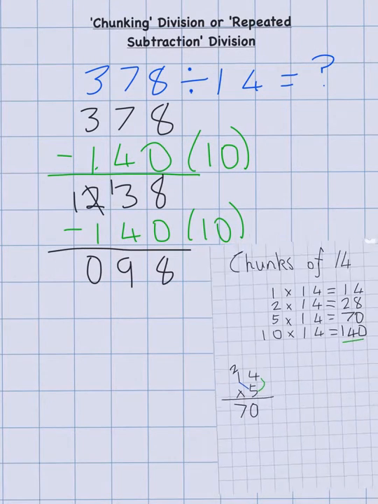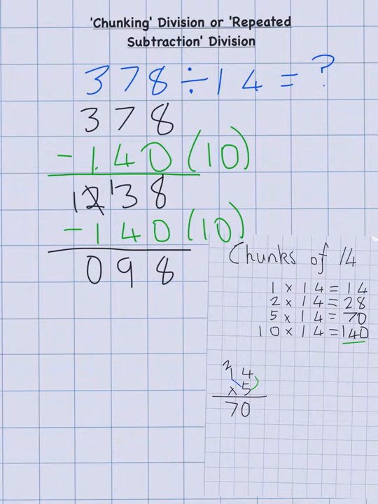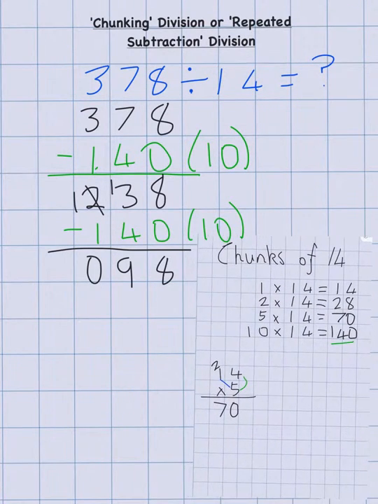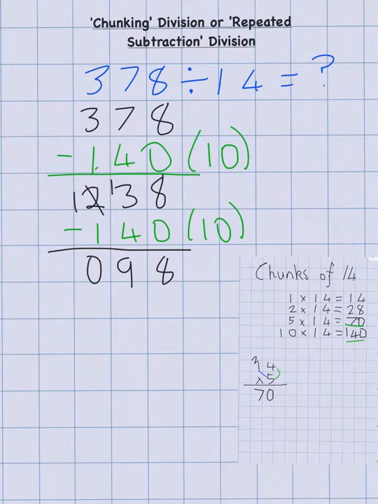Next step is we go back to our prepared chunks. Now we've 98 left. Can we take away another chunk of 10? No, because 98 is smaller than 140, so we can't take away a chunk of 10. The next largest number to take away, I would say in this case, is going to be the 70. Okay, so we're going to take away 5 chunks of 14. Okay, so we're going to subtract 70.